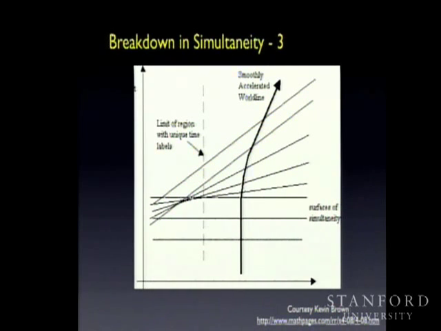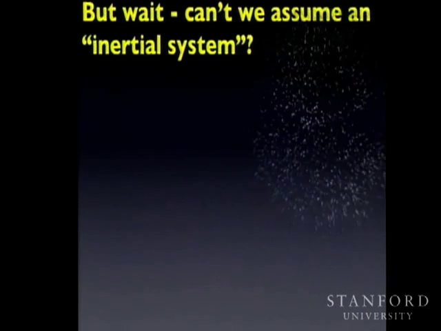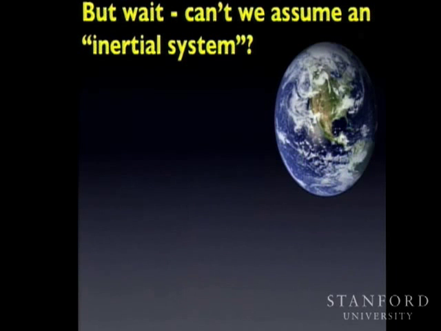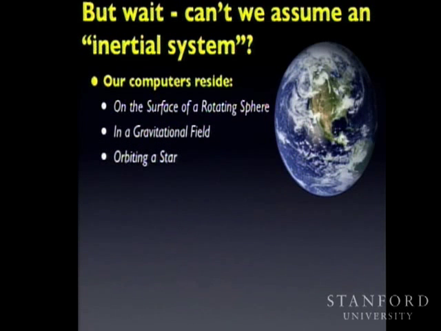So what does it mean? What do we do about it? Well, you might say, hang on a minute, we're in an inertial system. My computer's stationary for all intents and purposes, and so am I. Well, I'm afraid that isn't quite true. Our computer's residing on the surface of a sphere, you'll agree with that. That's rotating, I'm sure you'll agree with that. We're also orbiting a star, and we're also in a gravitational well.